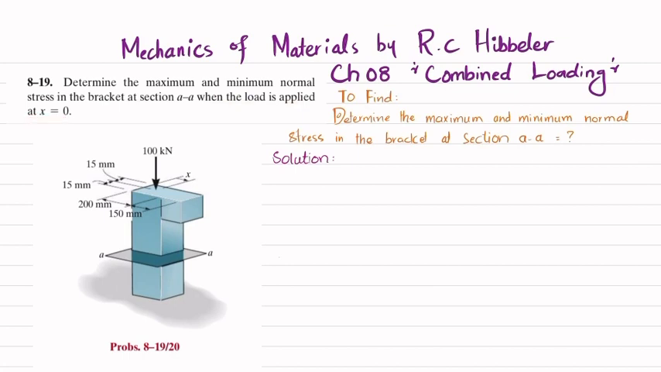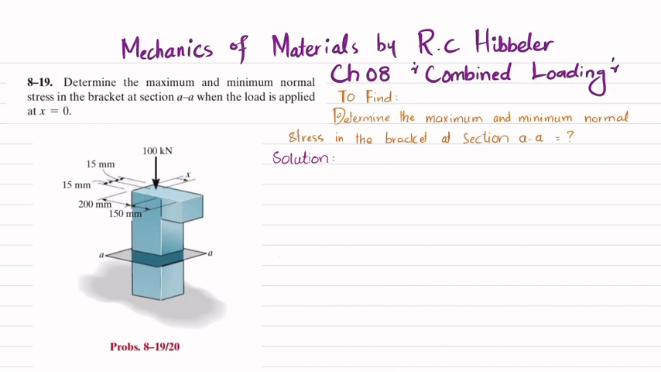So you can see this is the bracket, and there is a load of 100 kilonewton that is acting at a distance of 15 millimeter from this edge. So this load is lying on this point, and it is given that x is equal to 0. It means that x starts from here till this end. So x is equal to 0. So load will act on this point. So you have to find the maximum and minimum stress in the bracket.